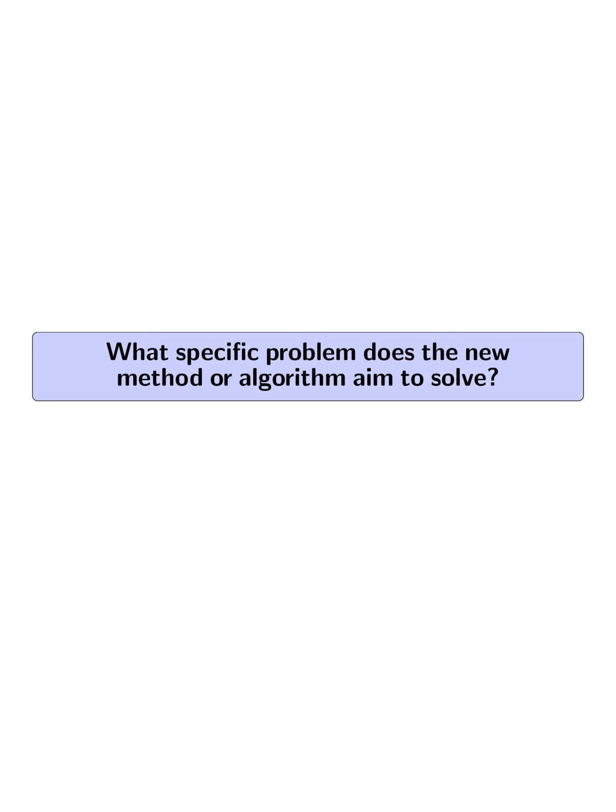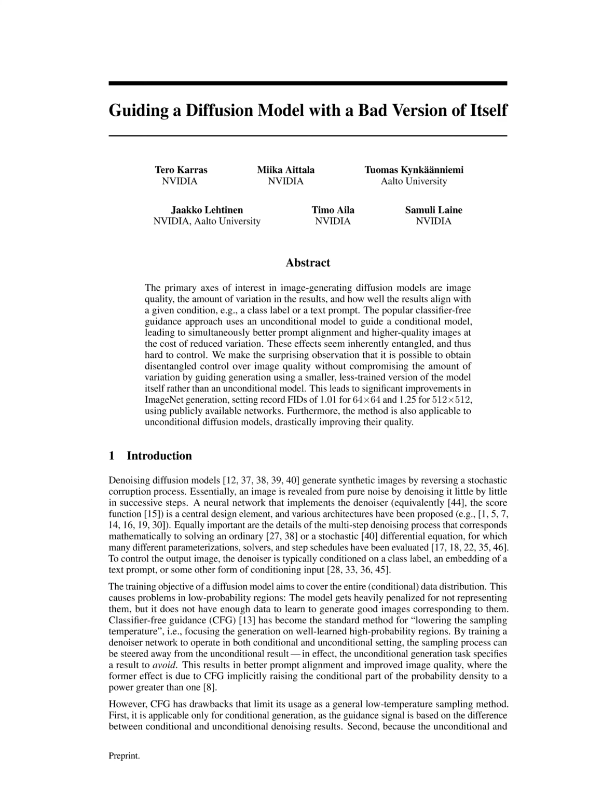What specific problem does the new method or algorithm aim to solve? The new method, called Auto, aims to solve the problem of improving image quality in denoising diffusion models by separating the effects of prompt alignment and image quality improvement that are typically entangled in the existing classifier-free guidance, CFG, method.